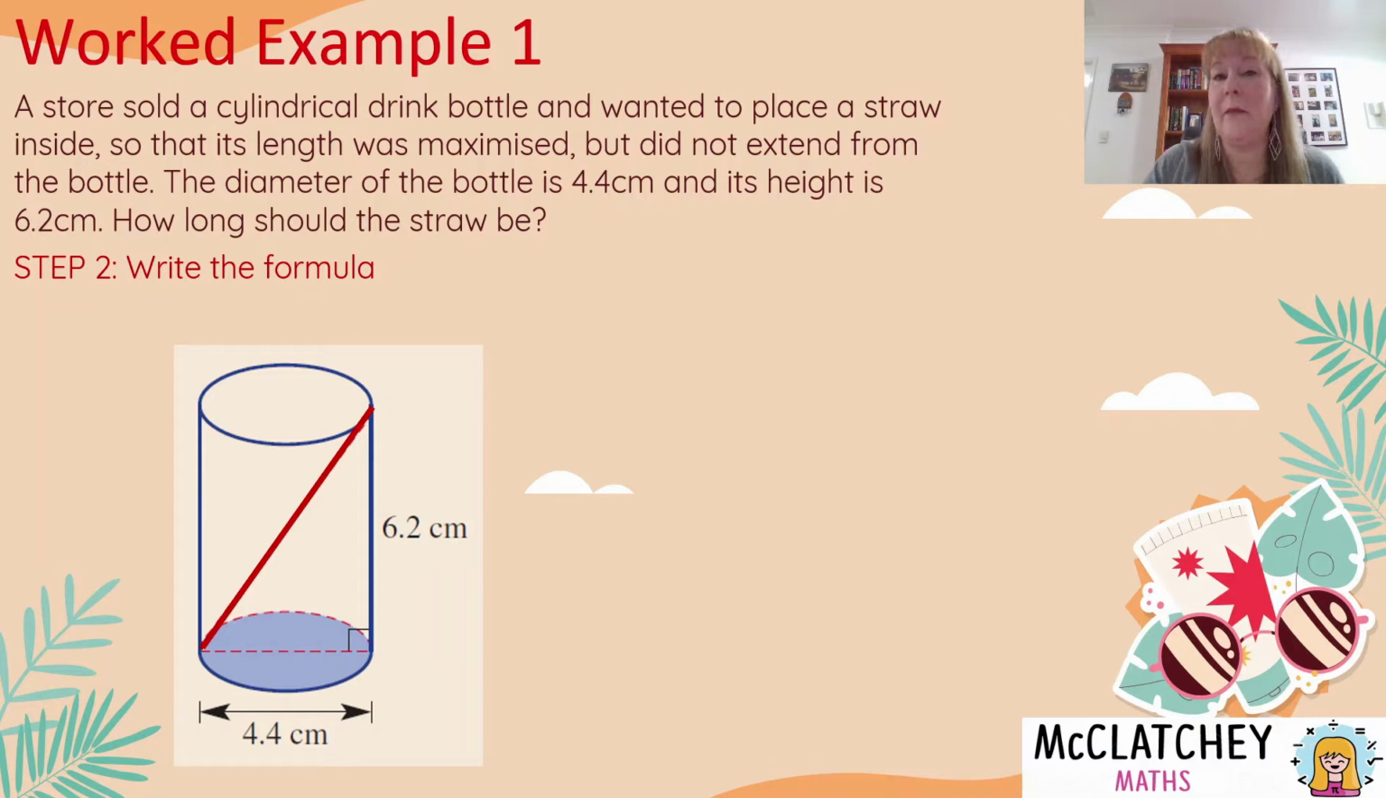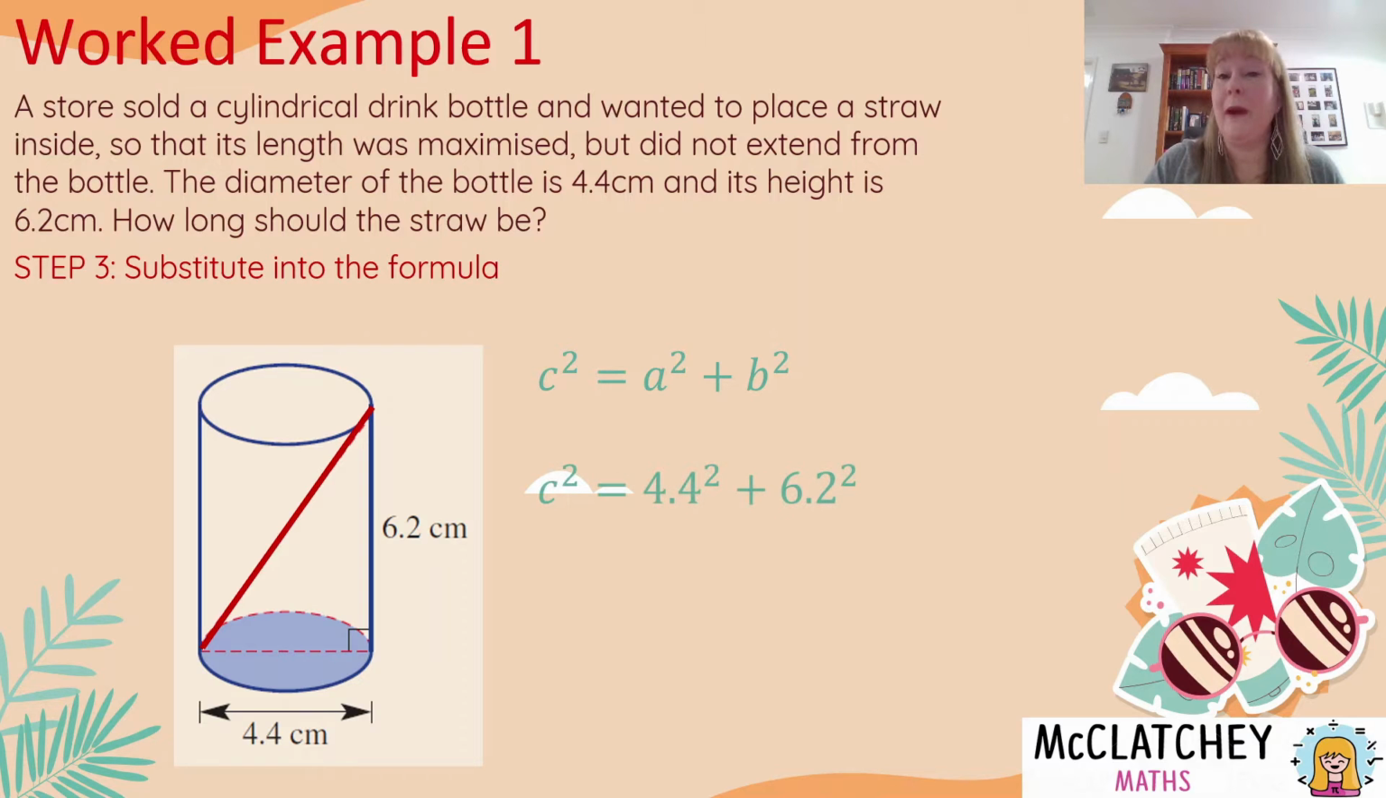So our second step is to write the formula. C squared equals A squared plus B squared. And then we are going to substitute the information we've been given into the formula. Remember, our hypotenuse from our previous video is always C. We're trying to actually find C. That's quite nice for us. It's the subject of our equation.